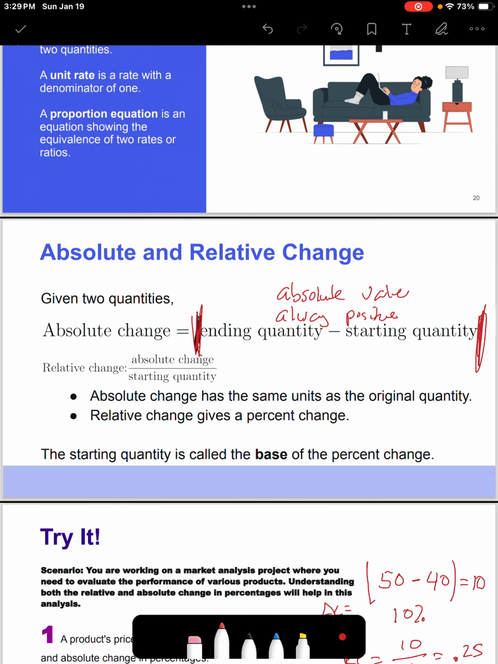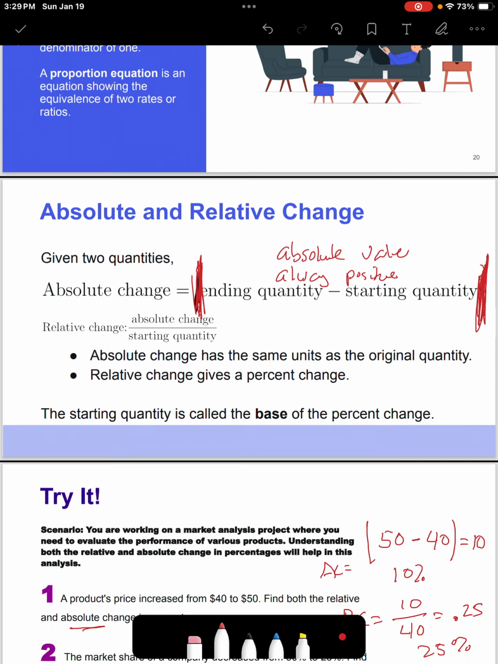Let's talk about change a little bit. Absolute change equals the ending quantity minus the starting quantity, and you take the absolute value. Remember, these bars are the absolute values, so the absolute change is always positive. Relative change is the absolute change divided by the starting quantity.